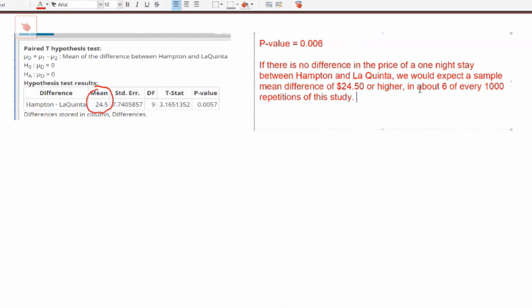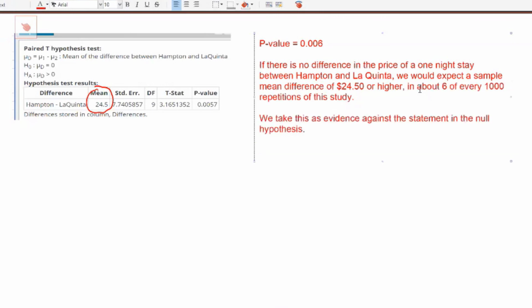If there really is no difference between the price of these two hotels, we would only see a sample mean difference of $24.50 or higher about 6 out of every 1,000 times. So if there is no difference, we just observed something highly unusual, right? Our p-value is clearly low, and therefore we would take this as evidence against the null hypothesis. From a textbook point of view, we would say the p-value is less than alpha, so we reject the statement in the null hypothesis.